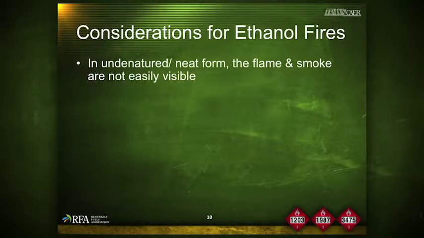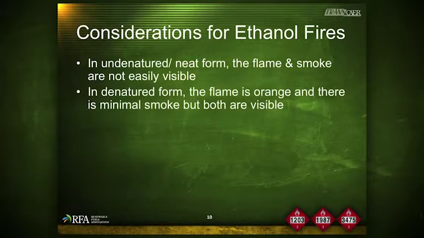100% ethanol, undenatured, is also known as neat ethanol. In its neat form, there's going to be very little smoke produced, and the flame is going to be very hard to detect. In its denatured form, the flame will begin to be more orange, and there will be a production of smoke. Depending upon how much gasoline I add to the ethanol, the flame will become more noticeable and the smoke will become more noticeable.